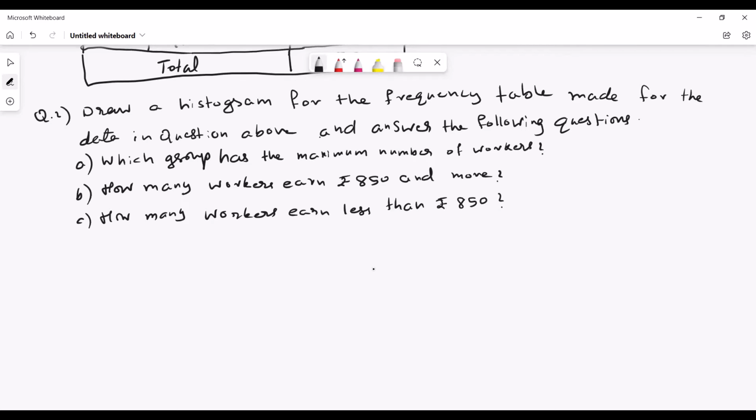So let us first of all start to make that histogram. Here the group is there, and the group we will mark below, and the wages we will mark on this vertical line.